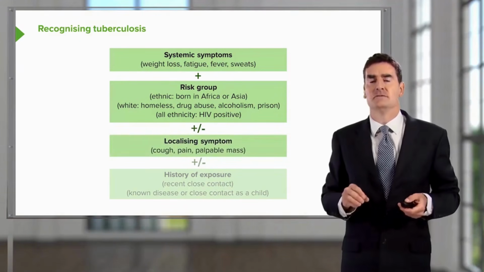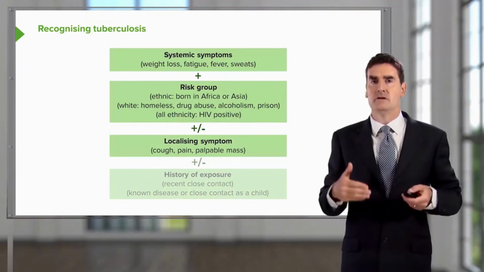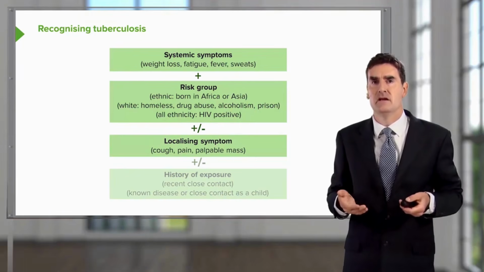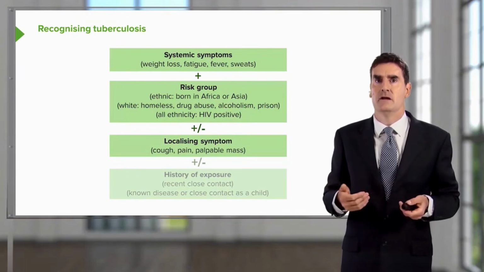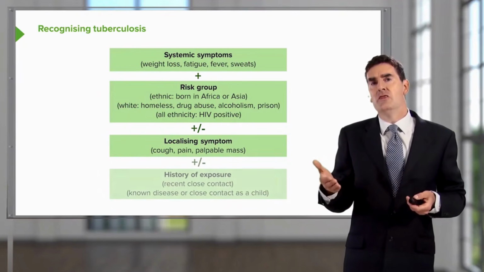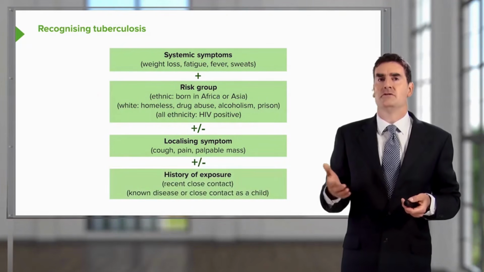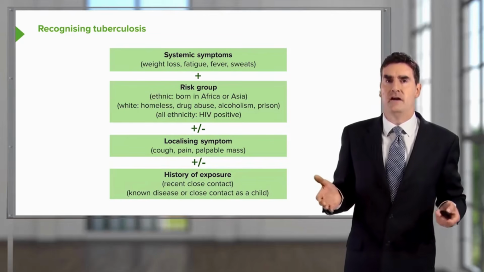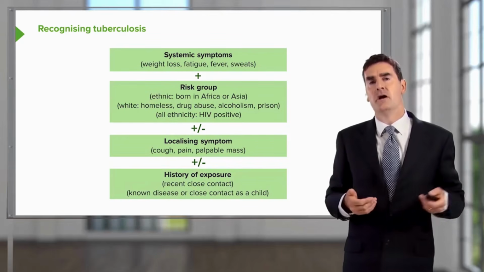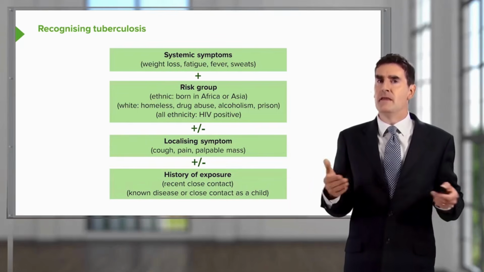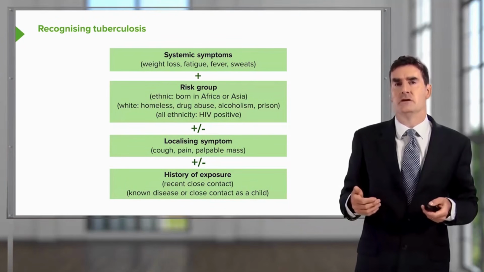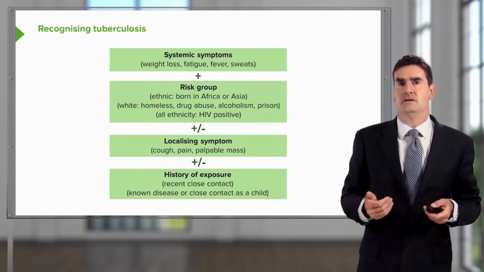And the localizing symptoms will help as well, because if somebody has classic localizing symptoms, that will also make the disease much more likely. A family history of exposure to tuberculosis is sort of helpful. If somebody says, yes, my aunt had TB when I was a child, then that means they're quite likely to have latent tuberculosis. But we don't often get that history.